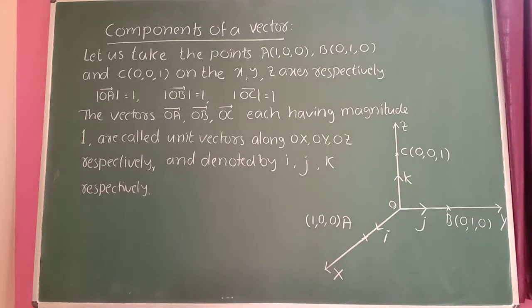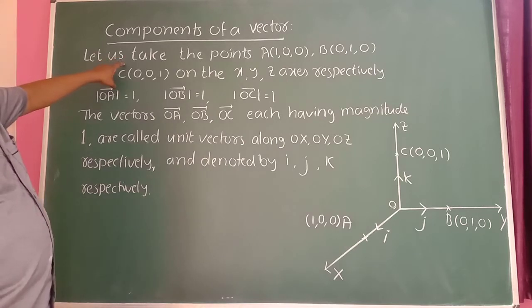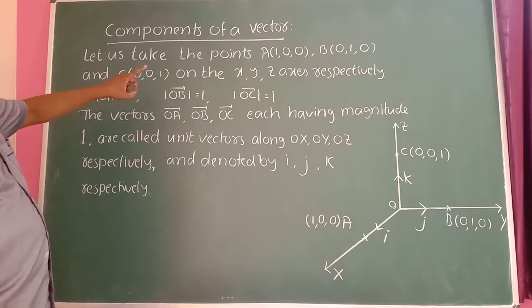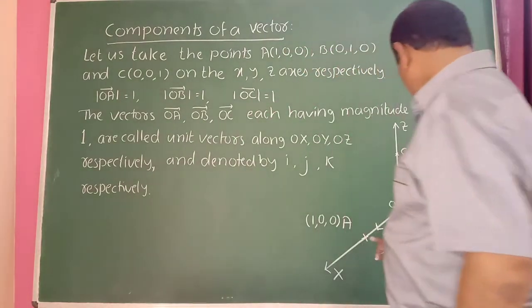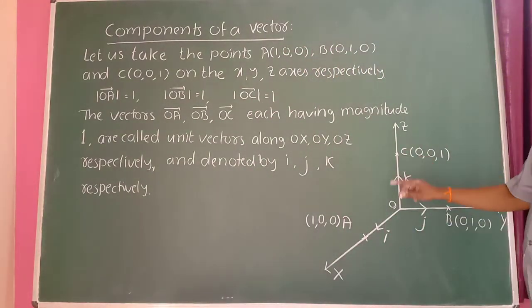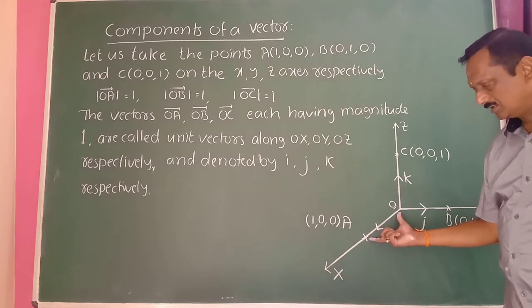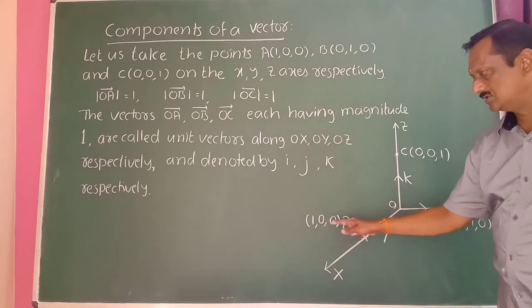So, components of a vector. Let us take the points A(1, 0, 0), B(0, 1, 0) and C(0, 0, 1) on the x, y, z axis respectively. Here A, B and C are points on the x axis, y axis and z axis, and here the lengths are 1 unit. So this is 1 unit. Yes, the coordinate of point A is (1, 0, 0).